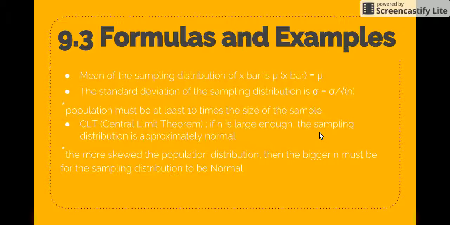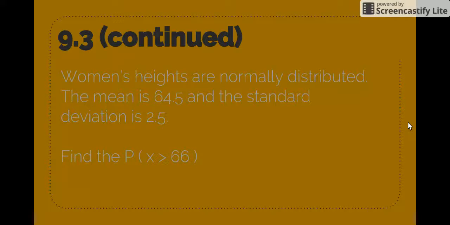The central limit theorem is: if n is big enough, the sampling distribution is approximately normal. The more skewed the population distribution, the bigger n must be for the sampling distribution to be normal.